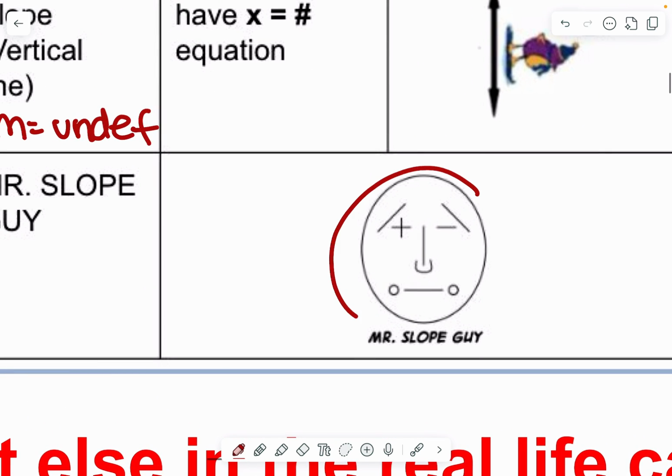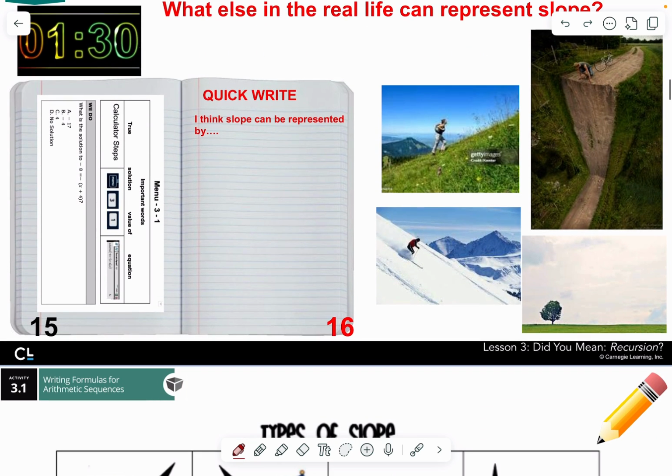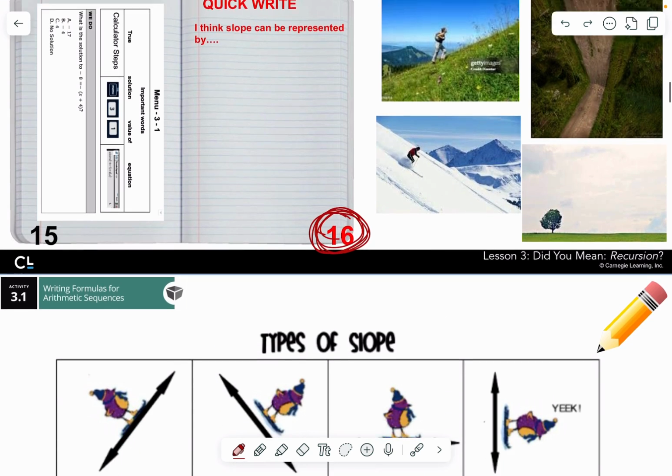If you don't remember, the slope man will help you. This is a positive, this is a negative, positive, negative. His little nose is undefined, and his mouth is where the 0 is. The zeros are the dimples, I guess. On a piece of paper, or on page 16 if you're in my class, I want you to do a quick write: I think slope can be represented by... In real life, how can slope be represented? I put some examples. I'll go ahead and write for a couple seconds, and then we'll keep going.